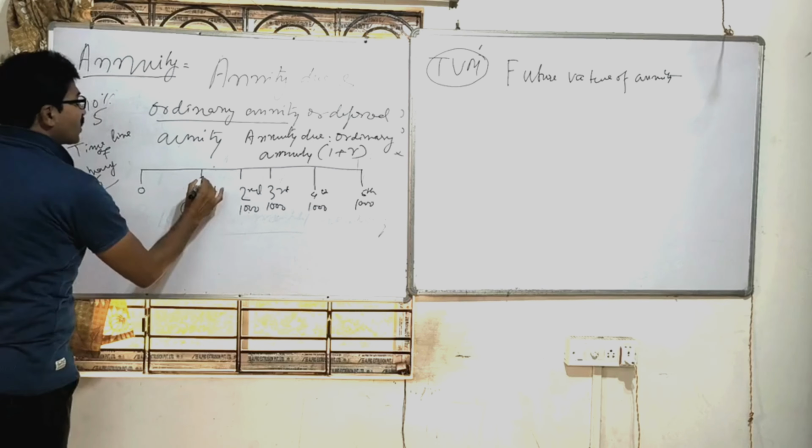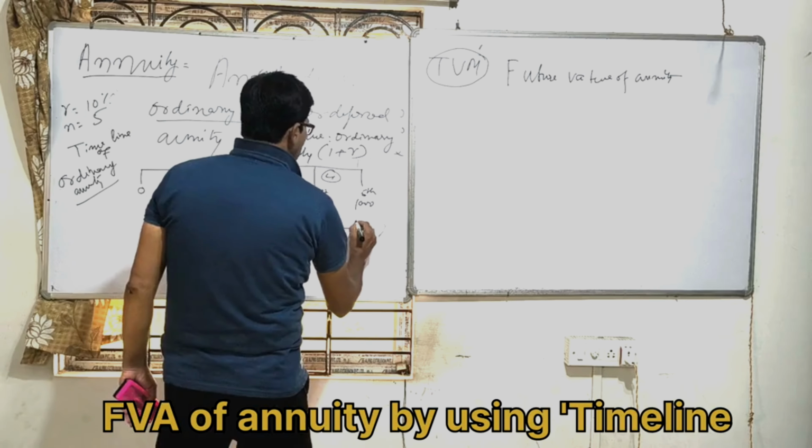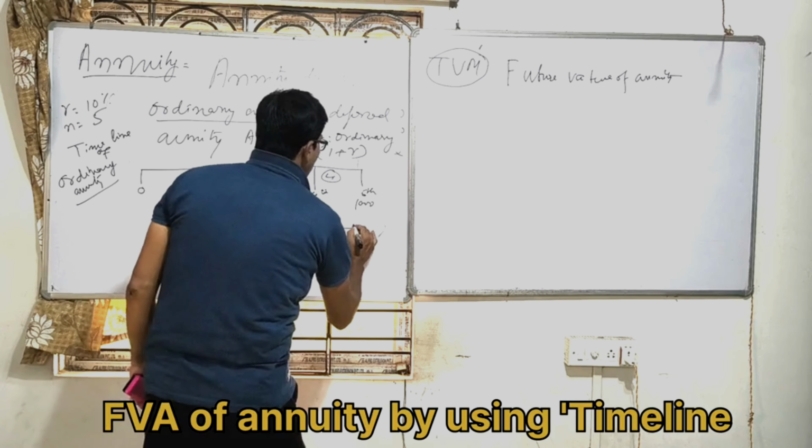At a compound rate of 10% for 4 years, this will be compounded. So what will be the value of this one? I have to first calculate. What will be the value of this one? Suppose this one will be compounded.